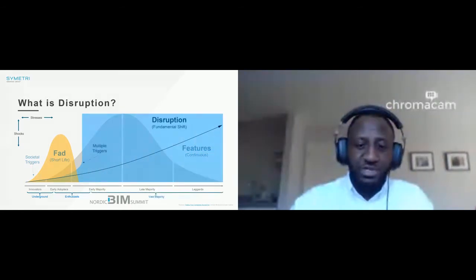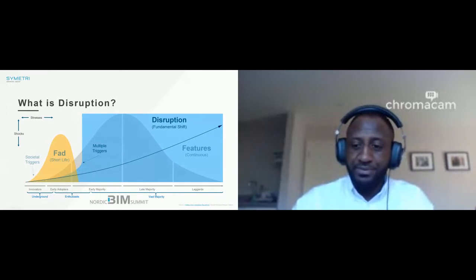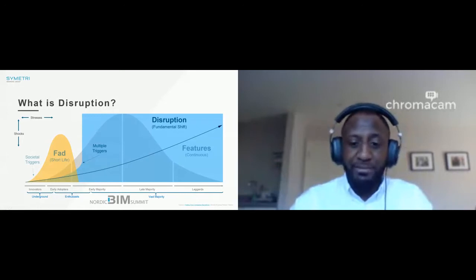So true disruption is something that comes from multiple triggers. And I think this was discussed yesterday quite a lot. So it could be societal, economic, a big macro trend. It could be climate change. But essentially, when we get into this early majority stage, there is a big spike in interest, a big shock to the system. And it has a real, meaningful impact to the intended audience and also beyond.